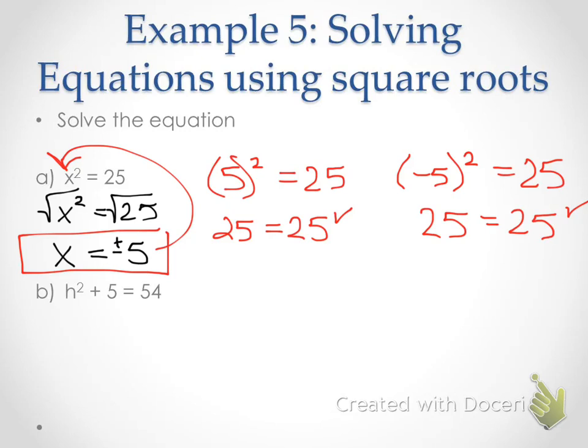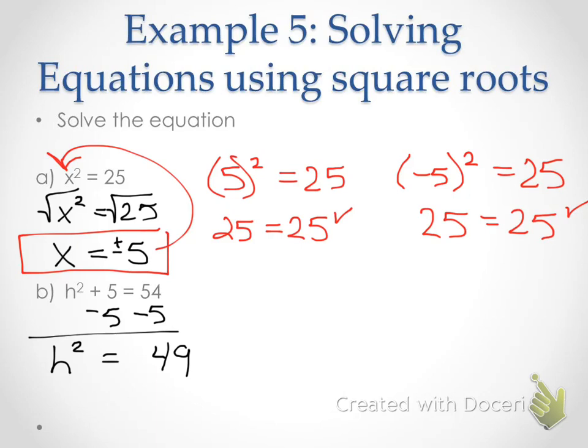In B now, I have h squared plus 5 equals 54. But what do I need to do first? What's my first step here, Andrew? I need to get rid of the 5. How do I do that? Okay, I need to subtract 5 from both sides. And I get h squared equals 49. All right, now how do I get to my solution? How do I get h by itself?